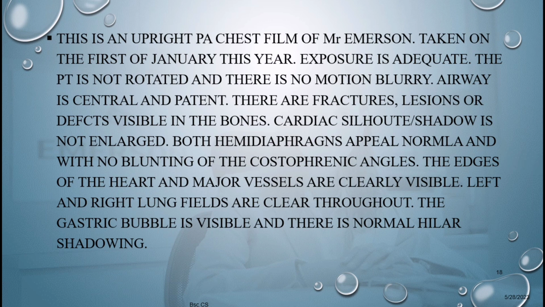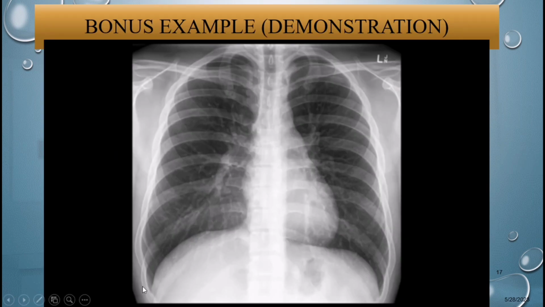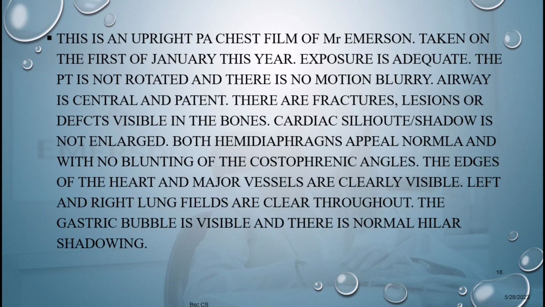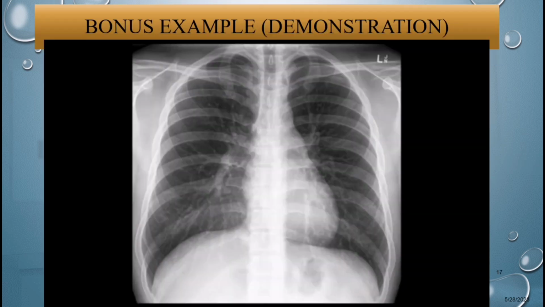Okay. Then both diaphragms appear normal with no blunting of the costophrenic angles. So as you can see, they are sharp and there is no obliteration of the costophrenic angle here. Okay. Then the edges of the heart and major vessels are clearly visible. So this is what we mean. These are the edges and major vessels here. Then these are clearly visible. Okay.